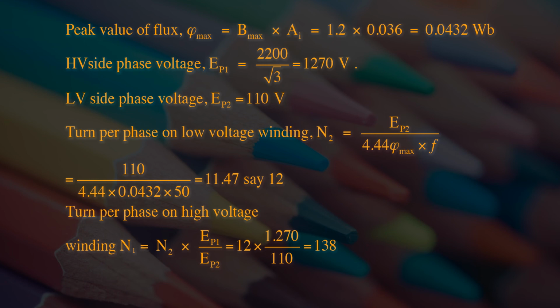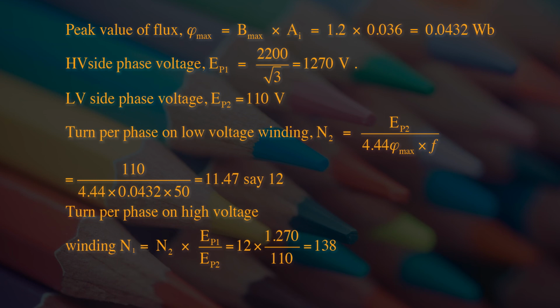Now the high voltage side phase voltage can be written as EP1 equal to 2200 upon root 3. After solving, it comes nearly 1270 volt. And the low voltage side phase voltage EP2 is 110 volt.